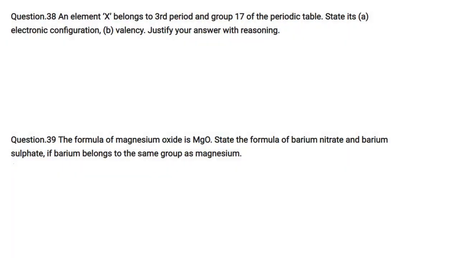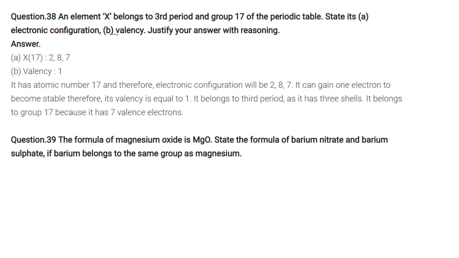An element X belongs to the third period and group 17 of the periodic table. State its electronic configuration and valency. Justify your answer with reasoning. X has atomic number 17, so the configuration is 2, 8, 7. The valency: because it has 7 valence electrons, we subtract it from 8, so it will be 1. It will gain 1 electron easily to become stable. It belongs to the third period as it has 3 shells, K, L, M. It belongs to group 17 because it has 7 valence electrons.